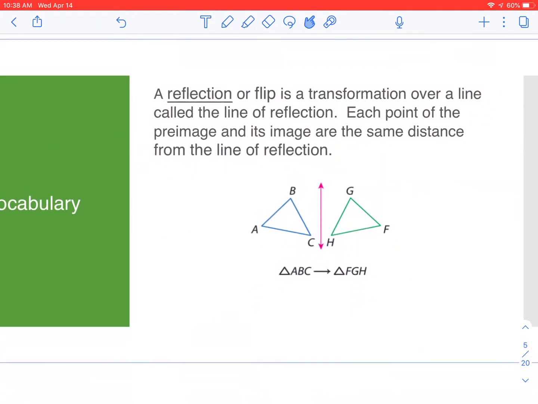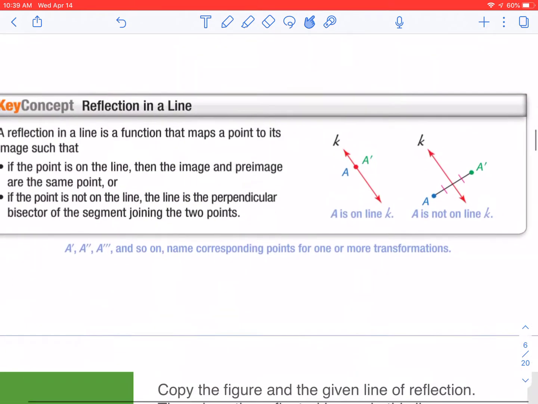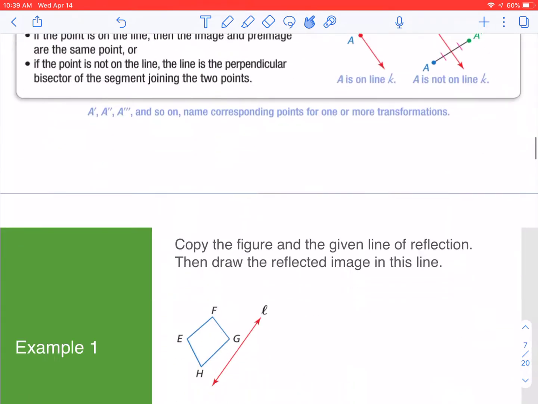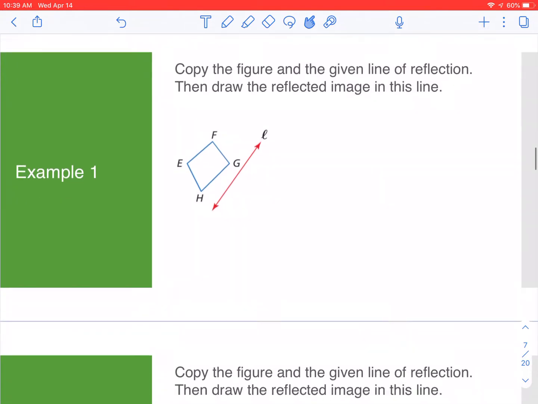The first one we're going to do is a reflection. It's just like looking in a mirror. We're going to be doing a reflection, or a mirror image, of an object. What we'll find here is that B and G are the same distance away from that line. A and F are the same distance away from that line. C and H are the same distance away from that line. And so that's how we can draw a reflection.